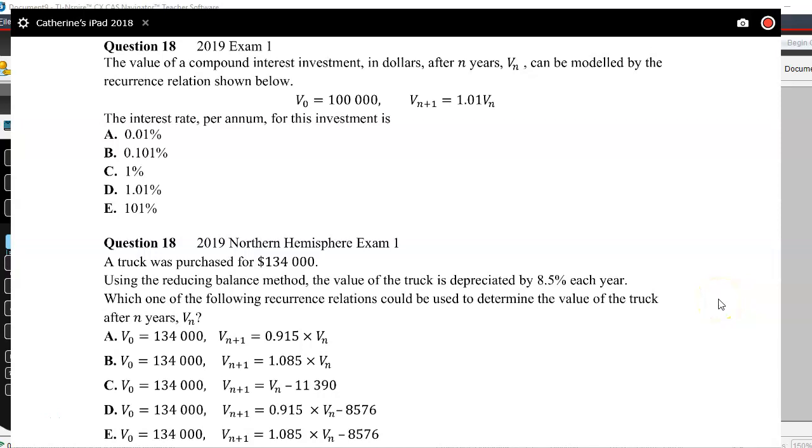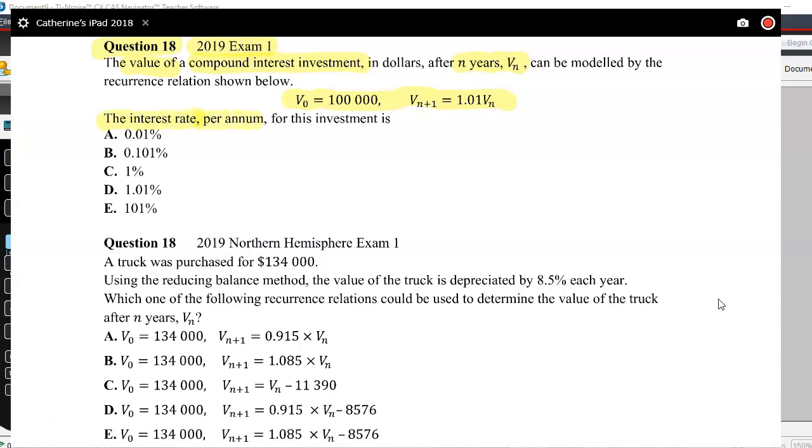Okay, so let's talk about some past exam questions. I've got here question 18 from the 2019 Exam 1. The value of a compound interest investment in dollars after n years, Vn, can be modelled by the recurrence relation shown below. So we've got our V0 equals 100,000, that's our initial amount, and our Vn+1 equals 1.01 Vn.